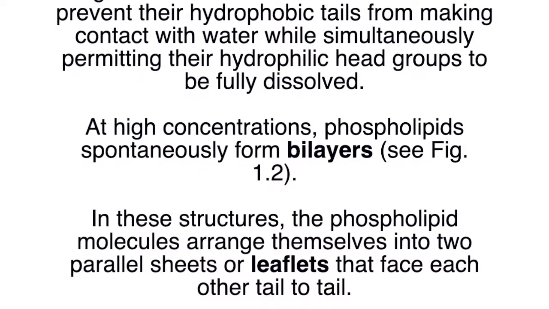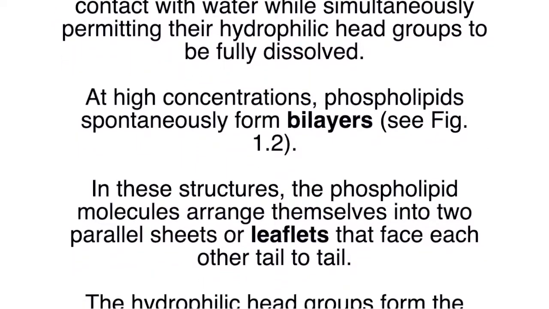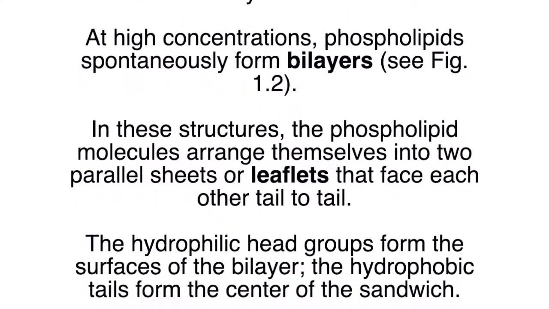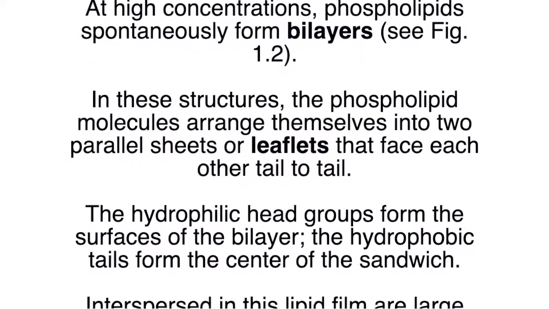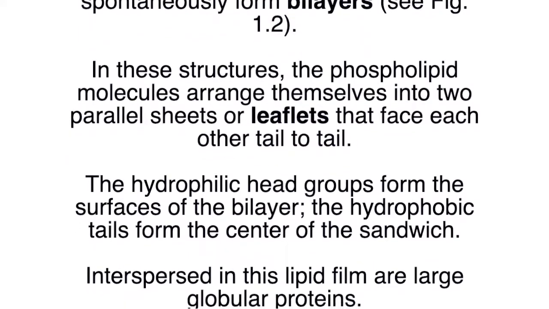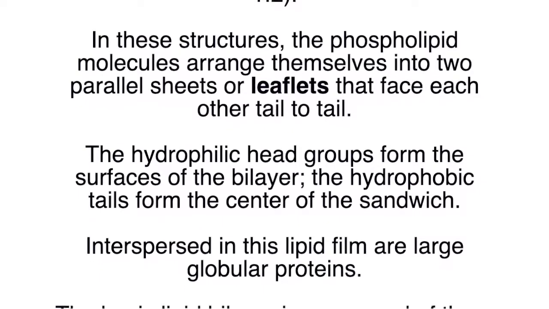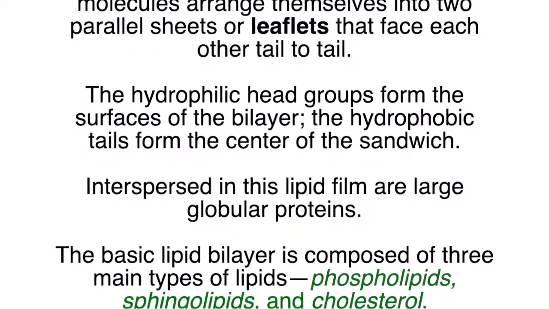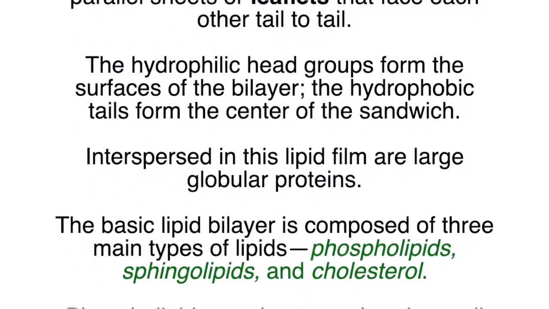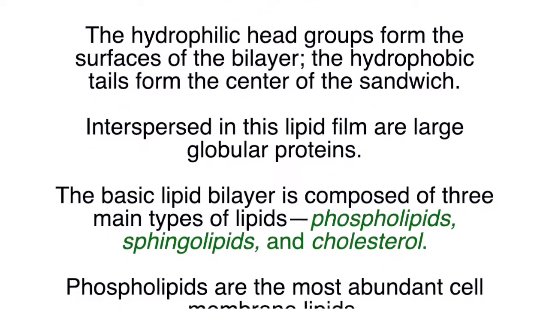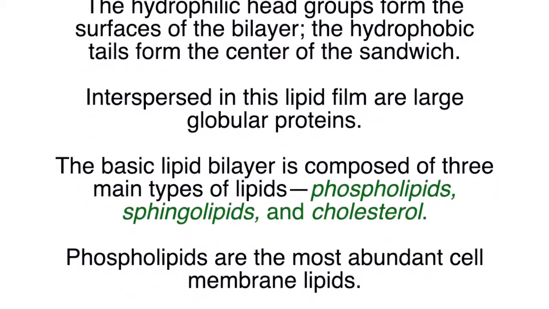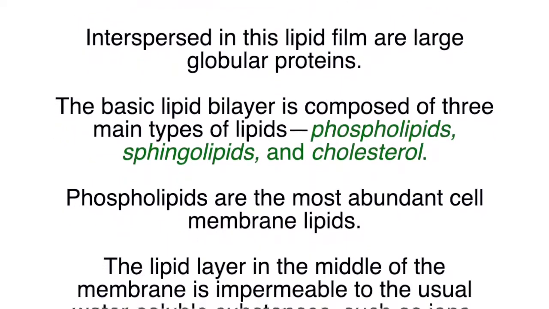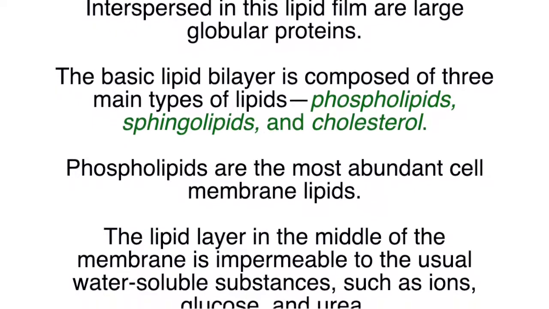At high concentrations, phospholipids spontaneously form bilayers. See figure 1.2 again. In these structures, the phospholipid molecules arrange themselves into two parallel sheets or leaflets that face each other tail to tail. The hydrophilic head groups form the surfaces of the bilayer. The hydrophobic tails form the center of the sandwich. Interspersed in this lipid film are large globular proteins.